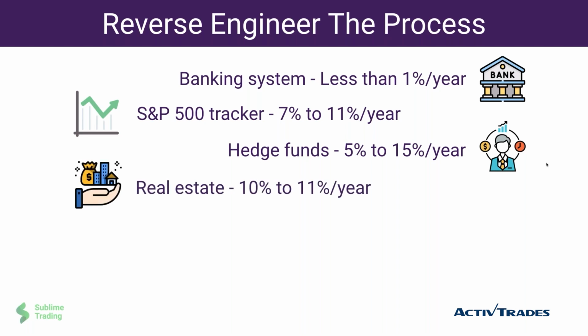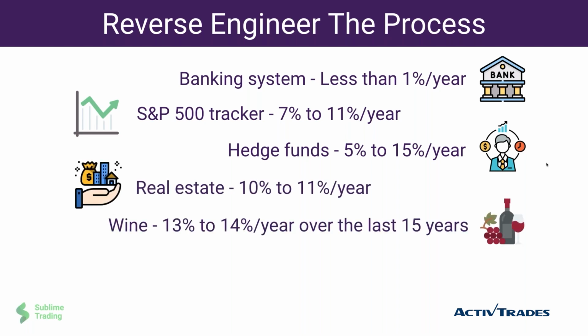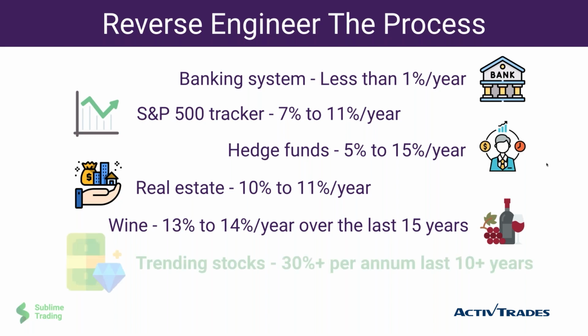Real estate, 10 to 11% a year. Wine, whiskey, 13 to 14% a year over the last 15 years, which is really interesting. Of course, you've got to know about your wines. You've got to know about your whiskey. I've got a friend who works in the whiskey business, and it's phenomenal, the investments and the returns that whiskey can make. And here's the thing, guys, trending stocks, over 30% per annum over the last 10 plus years.